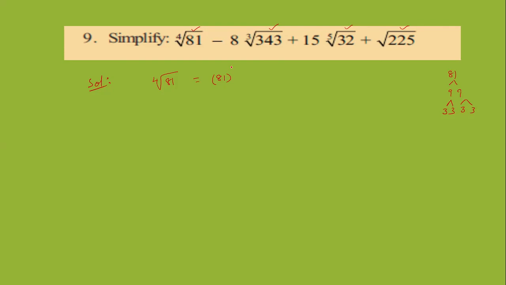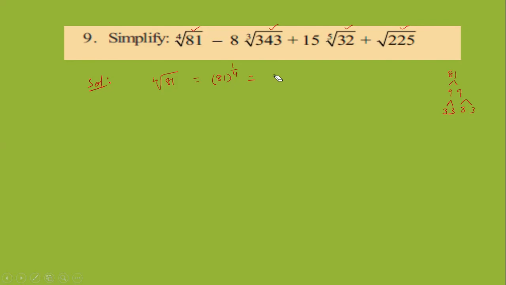81 may be written as 9 nines are 81. 9 is again divided into 3 threes. The second 9 is also divided into 3 threes. That means how many threes are there? There are 4 threes. So on behalf of 81, you write 3 to the power of 4. First you write 81 under the 4th root. This is a radical form. You may convert this into exponential form. What you write? 81 to the power of 1 by 4.